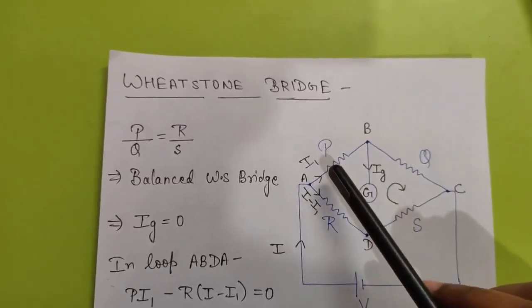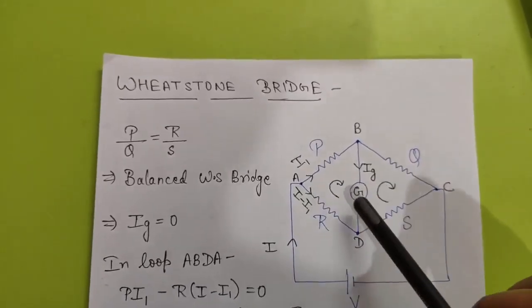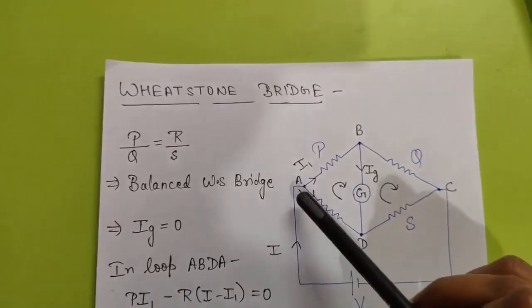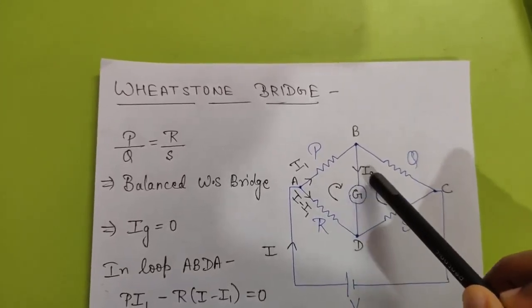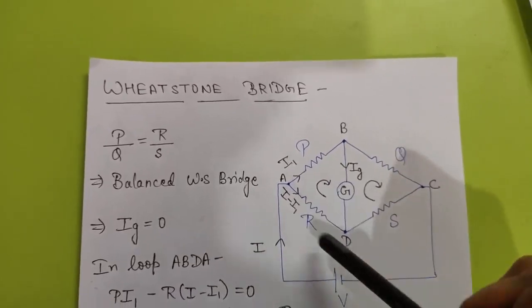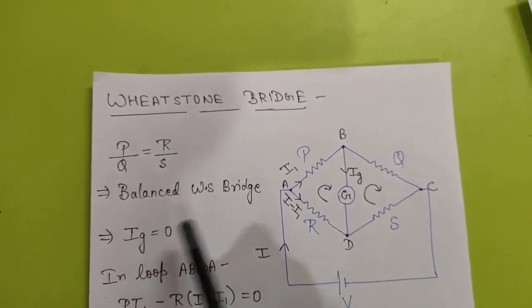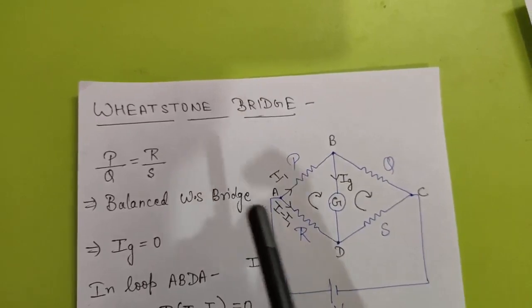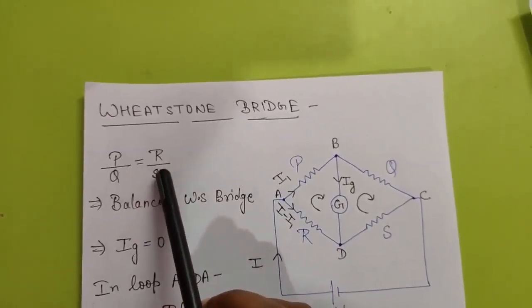If there are four resistances P, Q, R and S which are connected in a form of a bridge and a galvanometer is connected in between them, when a battery is connected and current flows through it, then if this galvanometer shows no deflection, that means if Ig, the current flowing through this galvanometer, is 0, then this bridge is said to be balanced. तो कब होगा ये balanced? When Ig is 0, that means this galvanometer is showing no deflection. And when Ig will be 0, one condition will be followed in this. That condition will be P upon Q is equals to R upon S.